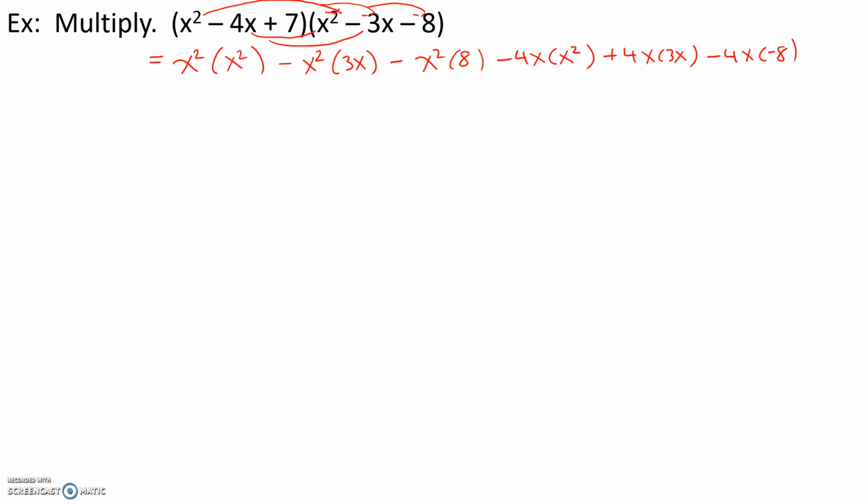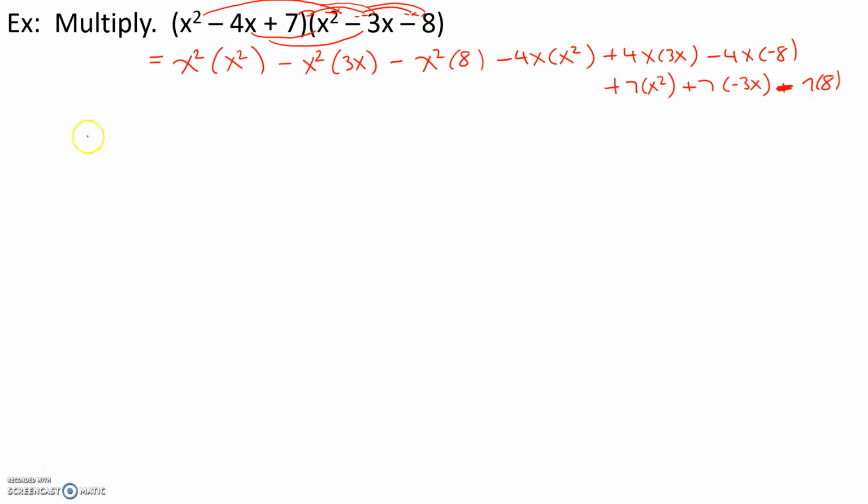Unfortunately, I'm running out of space, so I have to go to the next row. But lastly, we're going to multiply the 7 to each term of the second parentheses. So I have a 7 times x squared. Then I have 7 times negative 3x. And then finally, I have 7 times negative 8. Since I have a positive times a negative, this will actually be a negative 7 times 8. Because I have a positive times a negative, I know my result is going to be negative.